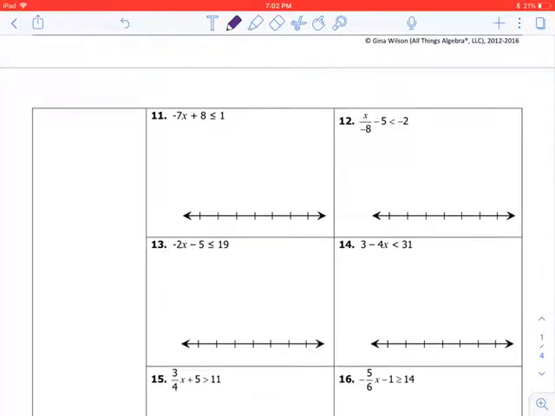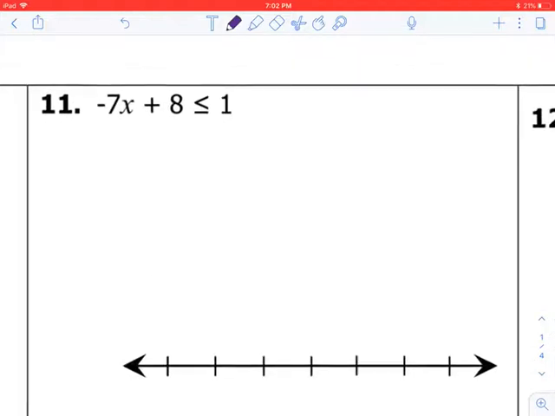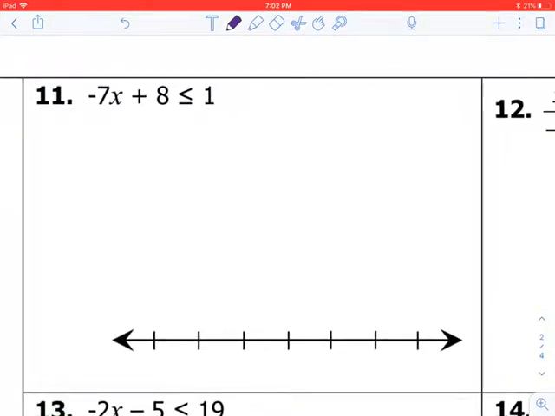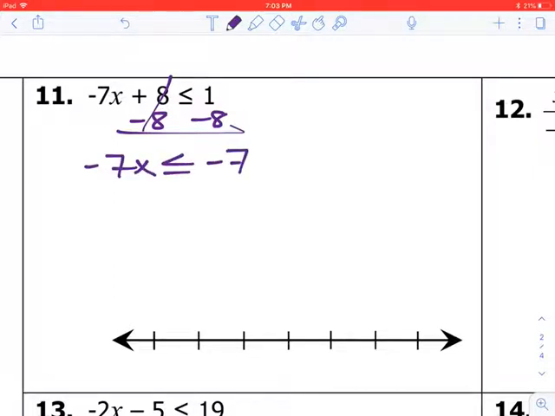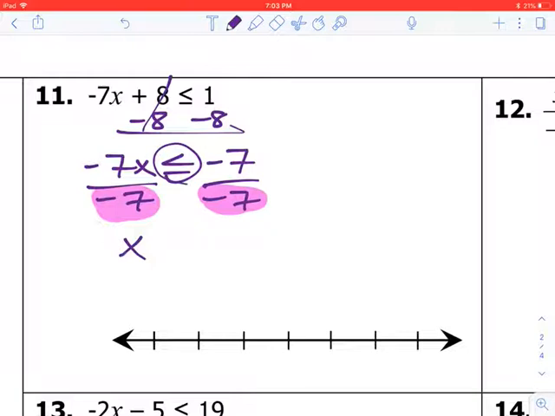So on number 11, this is a good example where we're probably going to have to flip. In this case, same thing. I'm trying to get the x by itself. So first I subtract 8, and I get negative 7x less than or equal to negative 7. Now I've got to get x by itself by dividing by negative 7. And this time, I do divide by a negative. So that means I need to flip the symbol. So instead of less than or equal to, now it's going to be greater than or equal to. Negative divided by negative is positive 1.